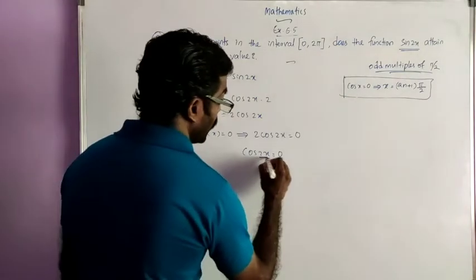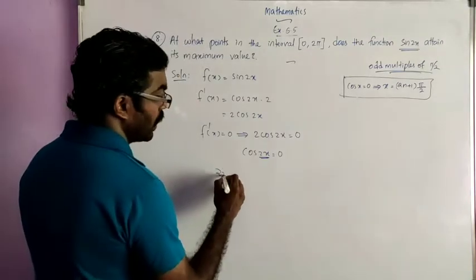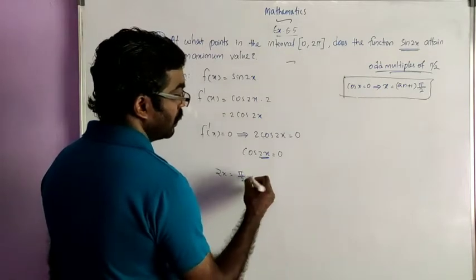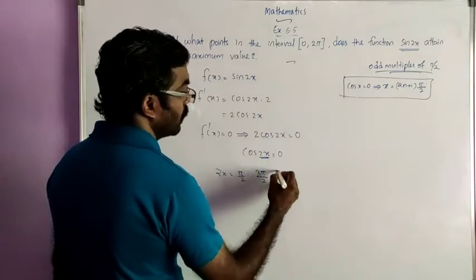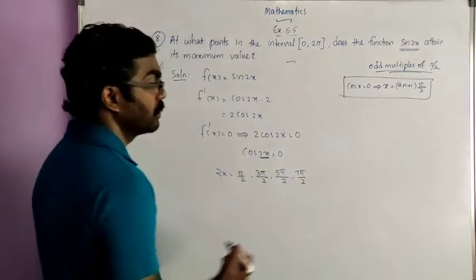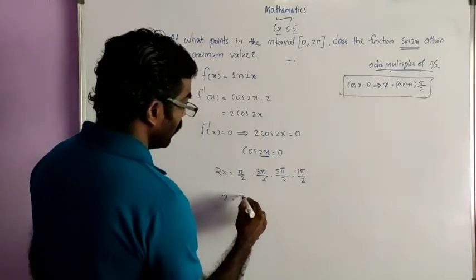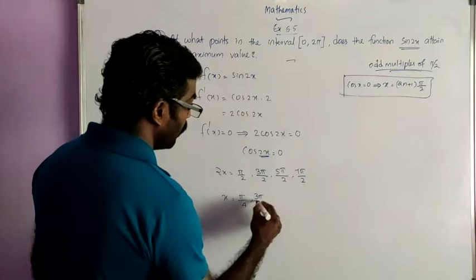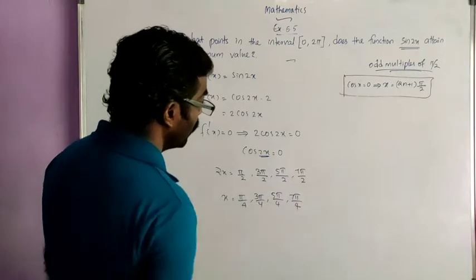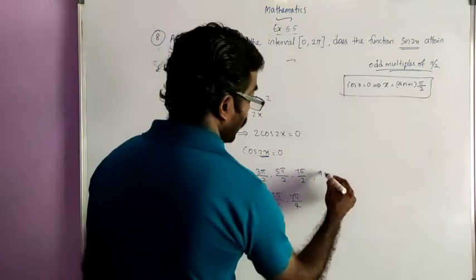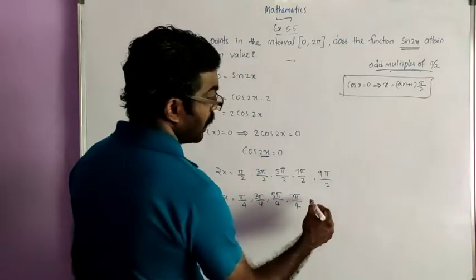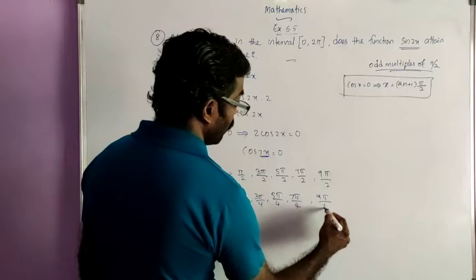2n plus 1 into pi by 2, or odd multiples of pi by 2. Here instead of x the term is what? 2x. So 2x can take the values odd multiples of pi by 2, that is pi by 2, 3 pi by 2, then 5 pi by 2, and 7 pi by 2. Okay. So x value is respectively pi by 4, 3 pi by 4, 5 pi by 4, and 7 pi by 4. If you take 9 pi by 2, that means the next odd multiple of pi by 2, then here x value becomes 9 pi by 4.